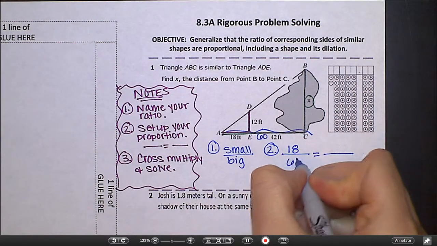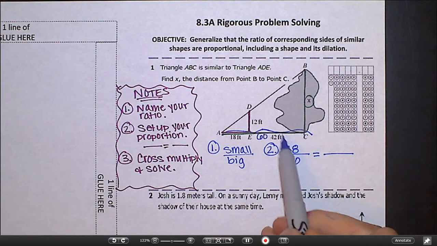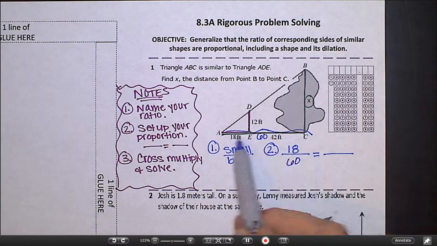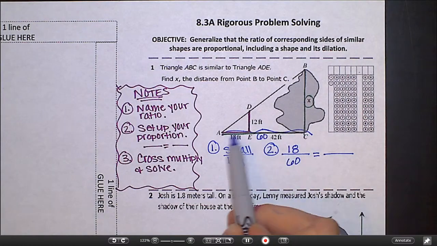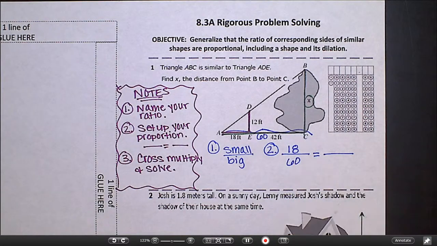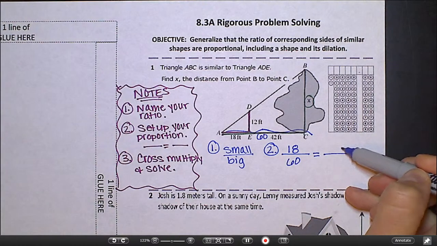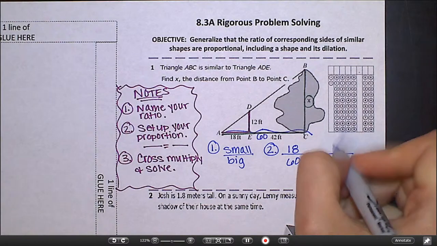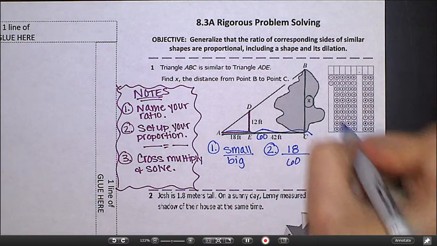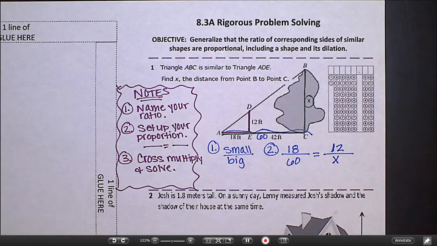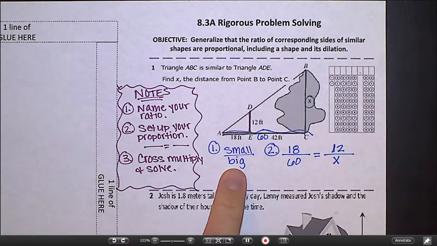So be careful on this. They set it up this way on purpose because they're hoping you're going to use 42 feet, but we need to be smarter than them and use the whole base. So this is small over big. On the other side, I need to do small over big as well. So 12 feet over X. Now before I start cross multiplying, take just a minute to double check and make sure that we have set this up the same way that we named it. Because if we flip-flop something, then our whole answer is going to be wrong right off the bat.